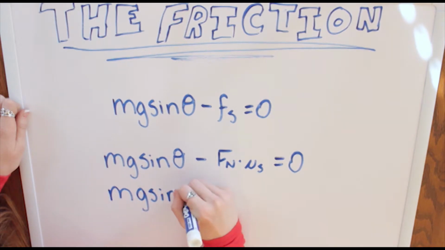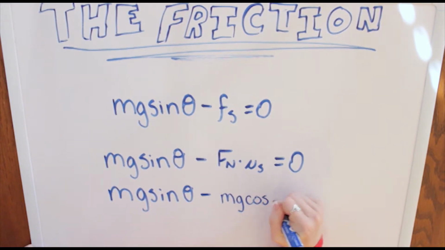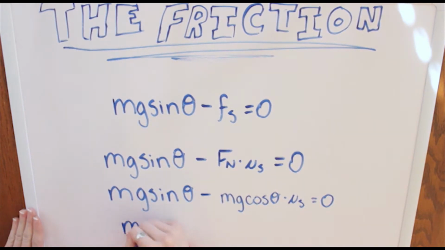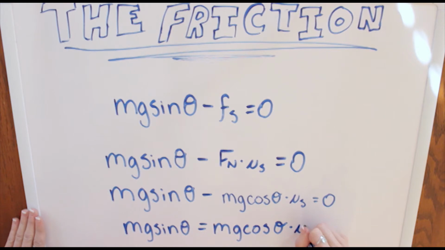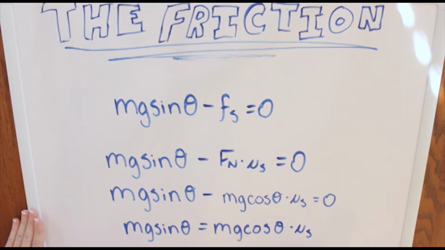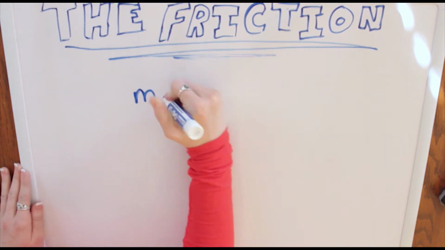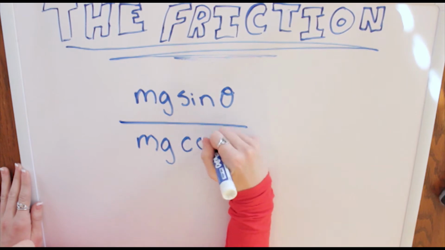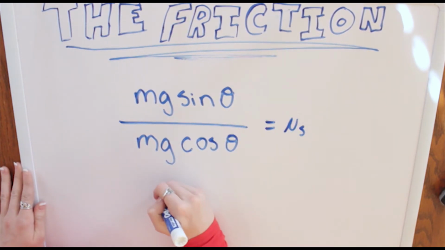Step 6. Solve. To find the coefficient of friction, we need to get the coefficient of friction by itself. First, we need to get the frictional force on one side. We need to add the frictional force, or the coefficient of friction times the normal force, to both sides. Now divide both sides by mass times gravity cosine theta. Now we can see the coefficient of friction is equal to mass times gravity sine theta divided by mass times gravity cosine theta.